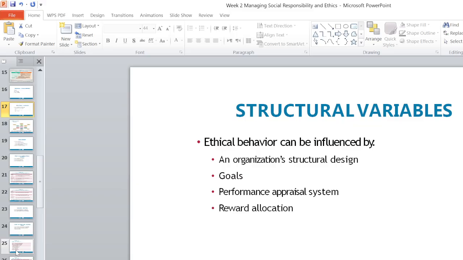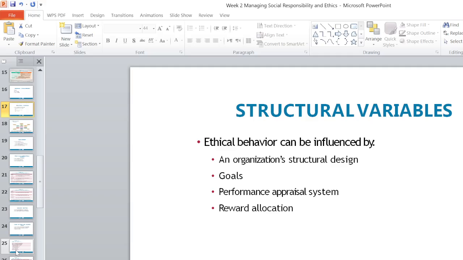We have structural variables that are going to affect ethical or unethical behavior. These are an organization's structural design, the goals of that organization, the performance appraisal system, and the reward allocation. What do we mean by this? An organization's structural design is how this organization is designed. For example, is the power only within the hands of one person, or do multiple persons hold power? If it is one person, the moral and ethical standards of this one person will affect the entire organization. As for the goals of this organization, are they only aiming towards making profit, or are their goals to make profit, to be socially responsible, to conduct only ethical behaviors, and to uphold moral standards?